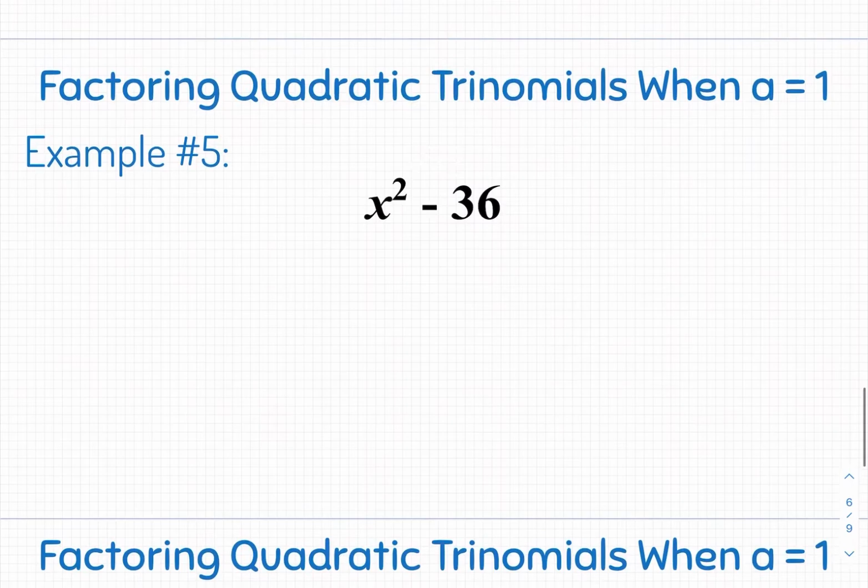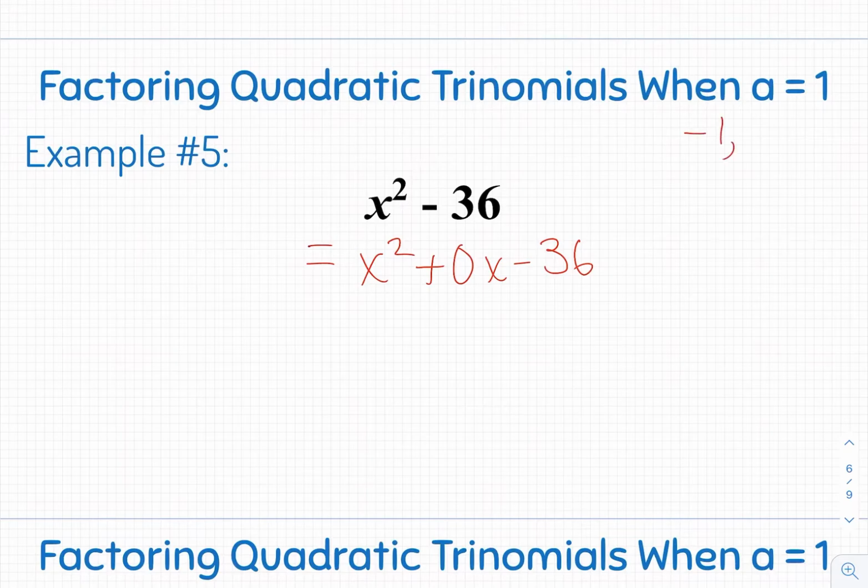This next one looks a little silly, but really, there's no middle term. So what we're trying to figure out is, what are factors of negative 36 that add to equal 0? So in order to add to equal 0, our two numbers would have to be opposites. So what are factors of negative 36?